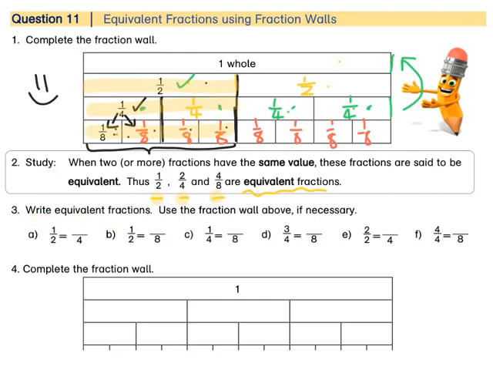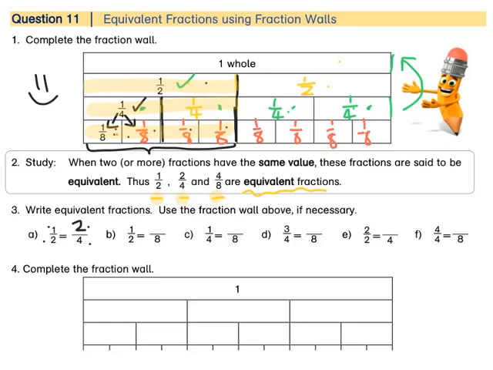Number 2. Write equivalent fractions. Use the fraction wall above if necessary. So for A, 1/2 is equal to how many quarters? This is what we want to know. As we saw here, 1/2 is equal to 2 quarters. So our missing part is 2 at the top. 1/2 is equal to 2/4.